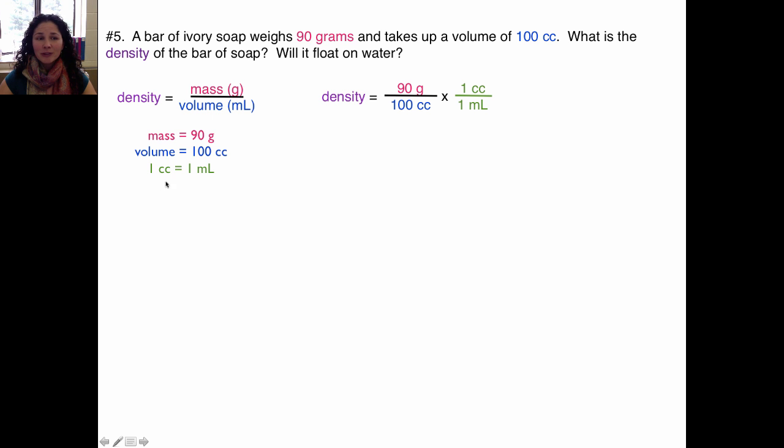You can use the equivalent unit 1 cc is equal to 1 milliliter to do a unit conversion using dimensional analysis. This will allow you to cross off the unit cubic centimeter and get your final answer in grams per milliliter. The answer is 0.9 grams per milliliter. I've reported this in one significant figure. And this tells me that the density of my soap is less than 1. 1 gram per milliliter is the density of water. So if my soap is less dense than water, the soap will float on the water.